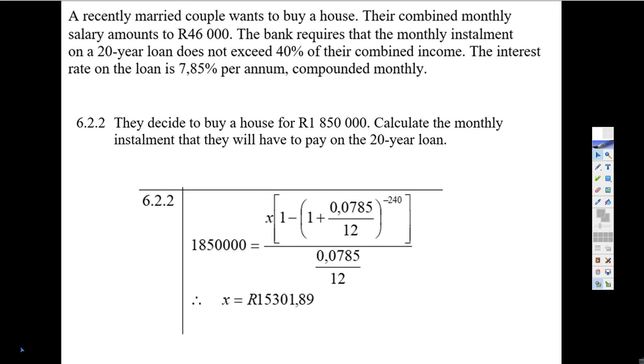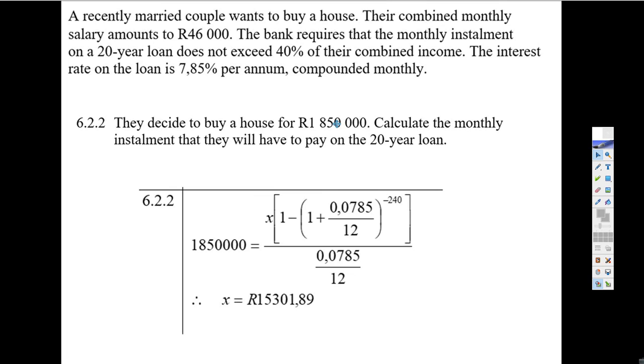Okay, the next question they ask is, they decide to buy a house, not build a house, for 1,850,000. The loan they have to take out is for this amount of money. Calculate the monthly installment they'll have to pay on the 20-year loan.